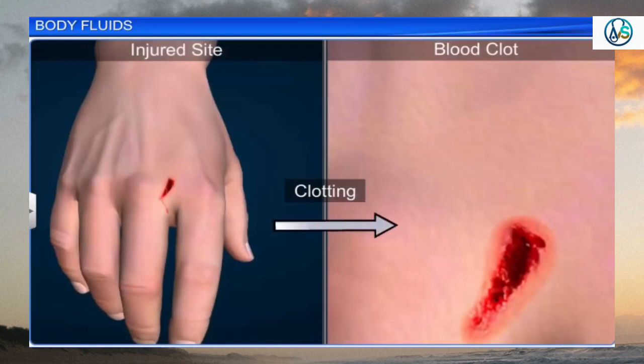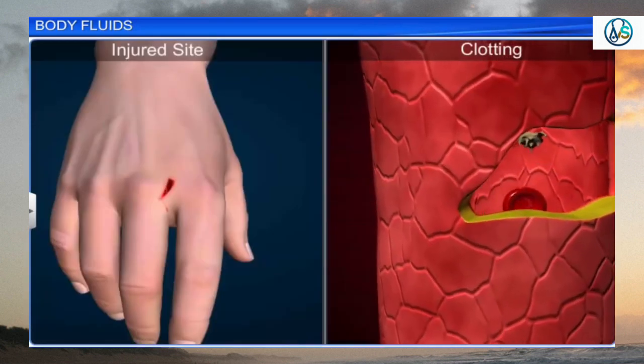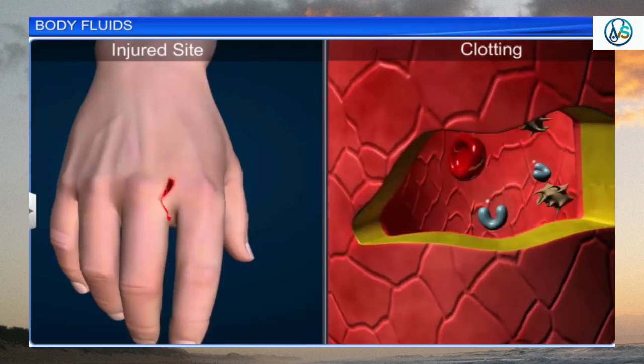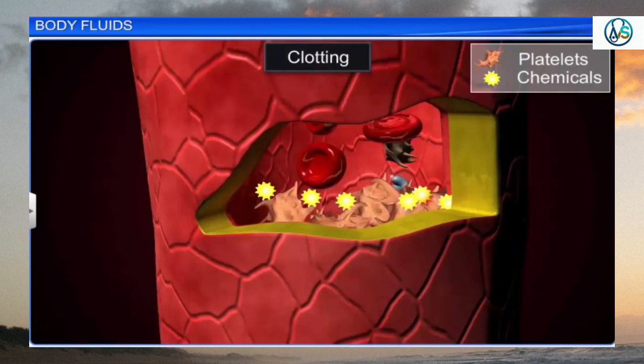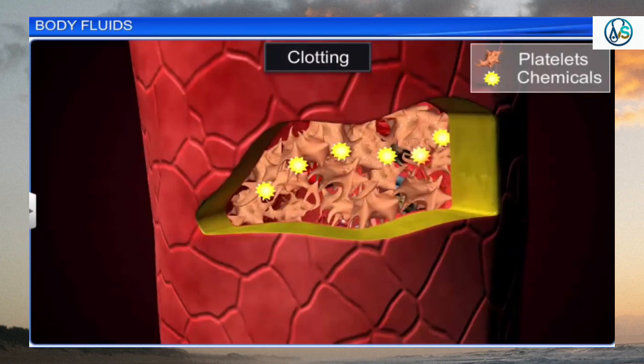Clotting or coagulation is a protective mechanism that takes place at an injured site to prevent loss of blood. An injured blood vessel releases certain chemicals, which trigger the activation and accumulation of platelets at the injured site. The activated platelets in turn release other factors required for clotting.